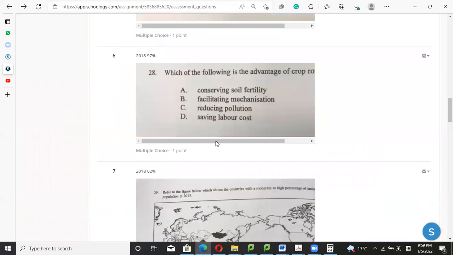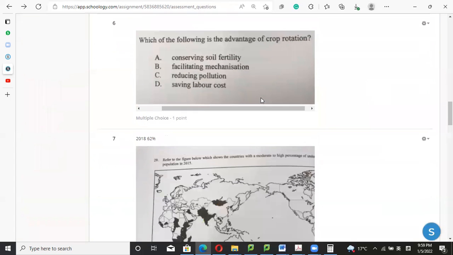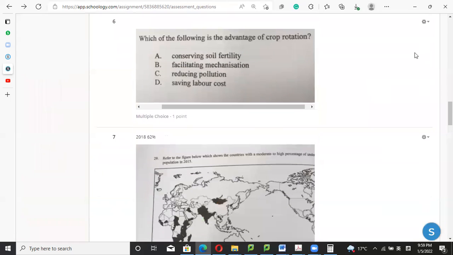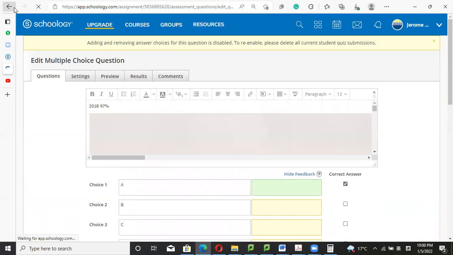And then this one, wow, many people got it right. Which of the following are the advantages of crop rotation? Definitely conserving the soil fertility. No need to check the answer. Okay, if you insist, I'll check it. A. Okay, don't waste the time.